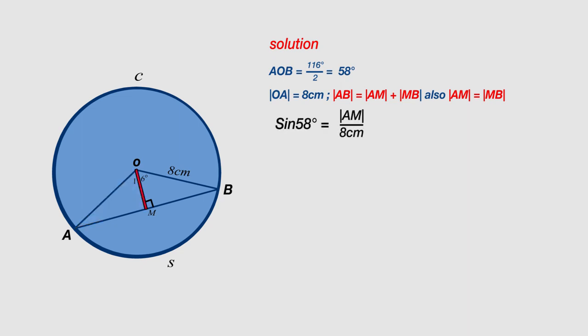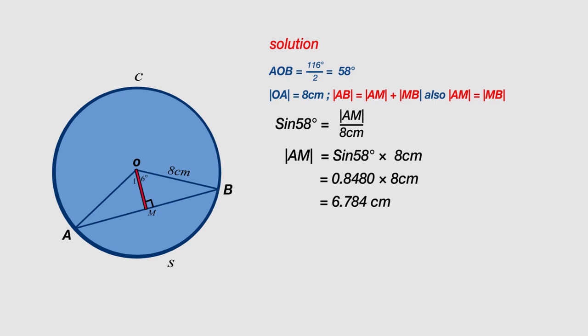So we'll have sine 58 degrees equal to the length of AM divided by 8. Now, if we make AM the subject, we get sine 58 times 8 centimeters. Working that will give you 0.8480 times 8 centimeters. And that gives you an answer of 6.784 centimeters. I hope you know we learnt all the trig ratios earlier on.